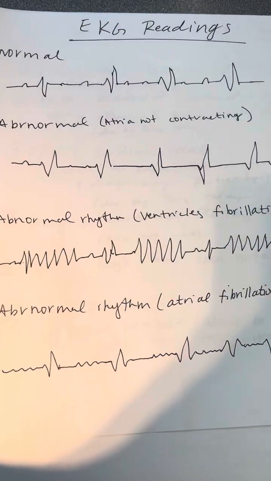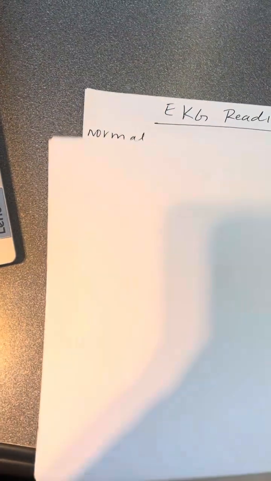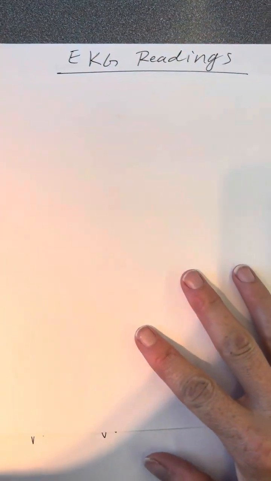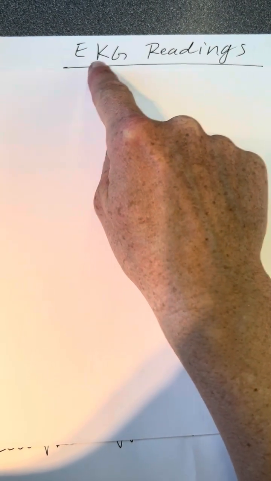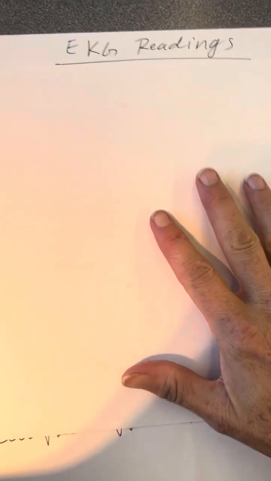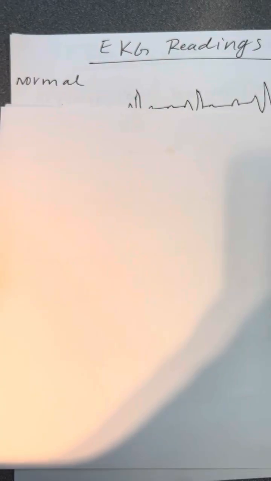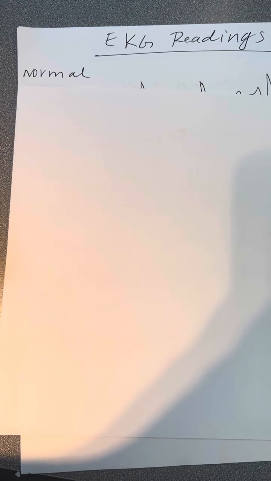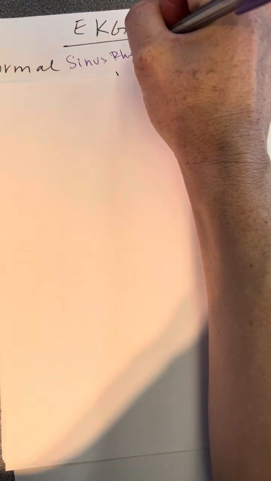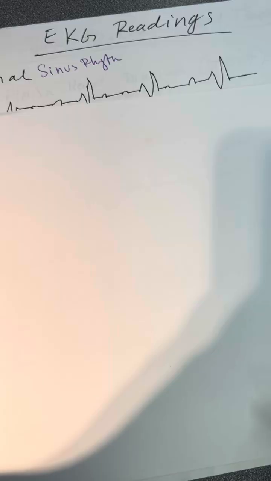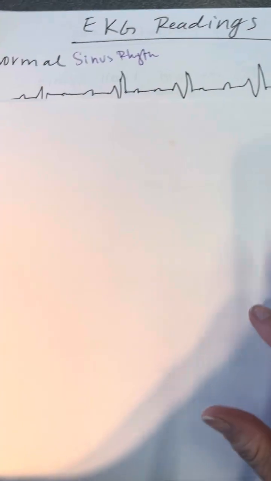Now let's jump into some EKG readings. On the next page, and please pause here when you need to, I need you to write down EKG readings. Okay, so from here, the first reading you're going to have is a normal reading. We call this normal sinus rhythm. Okay, and then from here, I know, sorry, it doesn't look very normal.